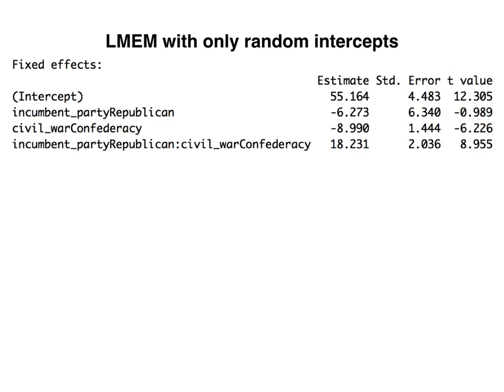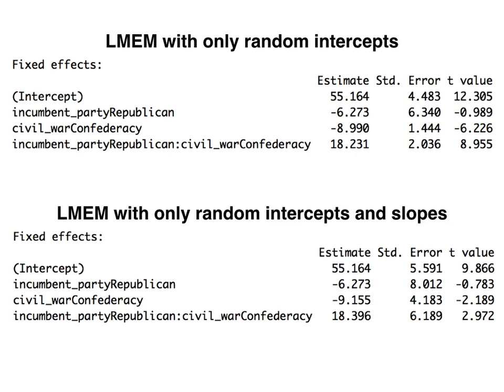Okay, let's take a moment to compare these models. First, we have our linear mixed effects model with only random intercepts, and then our model with both random intercepts and random slopes. Looking at the estimates, we see that they're almost identical. So adding our random slopes made some difference, but nothing dramatic. Turning to our standard errors, we actually see that they've increased with our model with the random slopes.